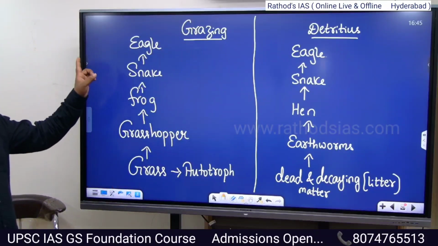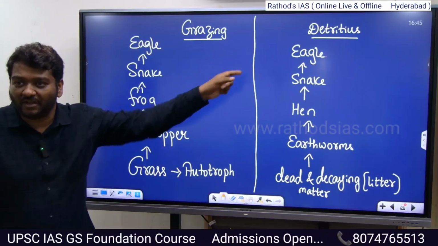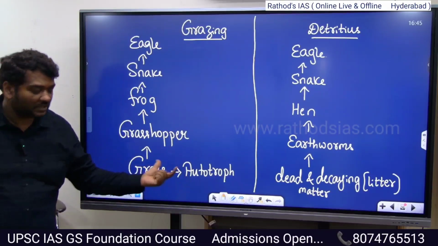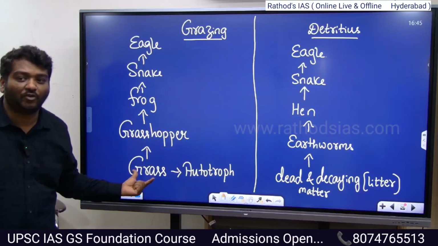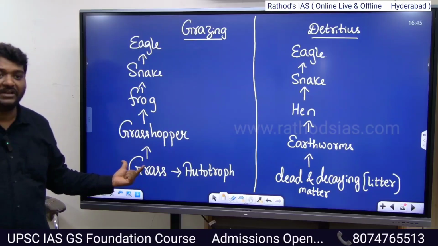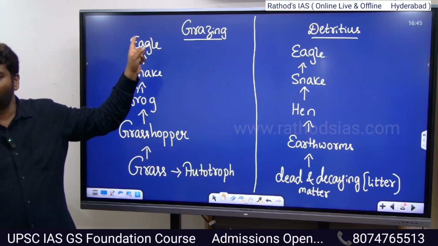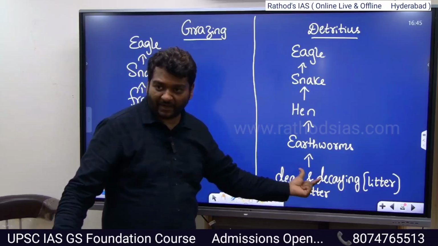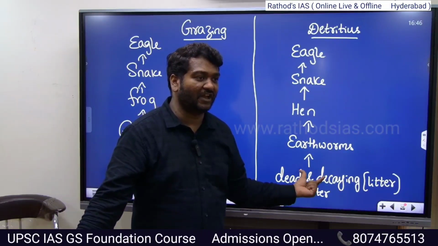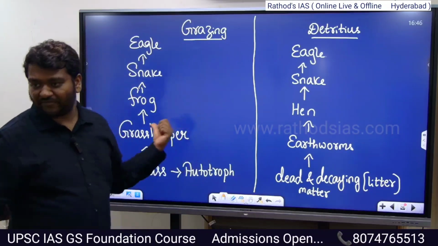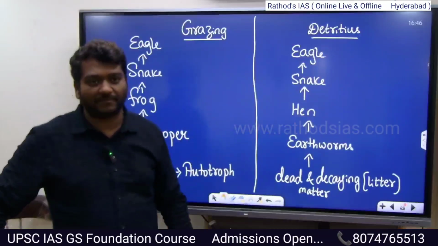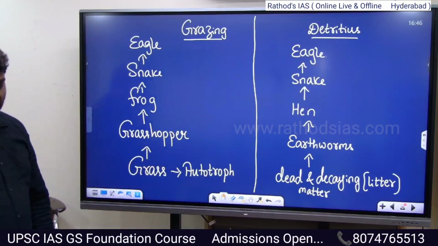So what is the difference between grazing food chain and detritus food chain? In the grazing food chain, bottom will be what? Autotrophs. Autotrophs produce food through what? Photosynthesis. Photosynthesis gets energy from where? Sun. Sun becomes source of energy for grazing food chain. For dead and decaying matter, sun is not the major source, but waste food will become the source of energy. That is the fundamental difference. This was prelims question. What will be there in detritus food chain? Okay, can you write this too?